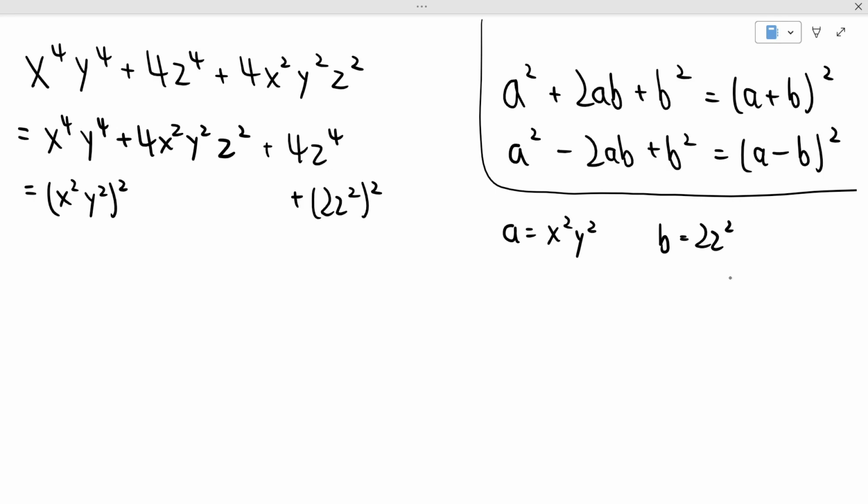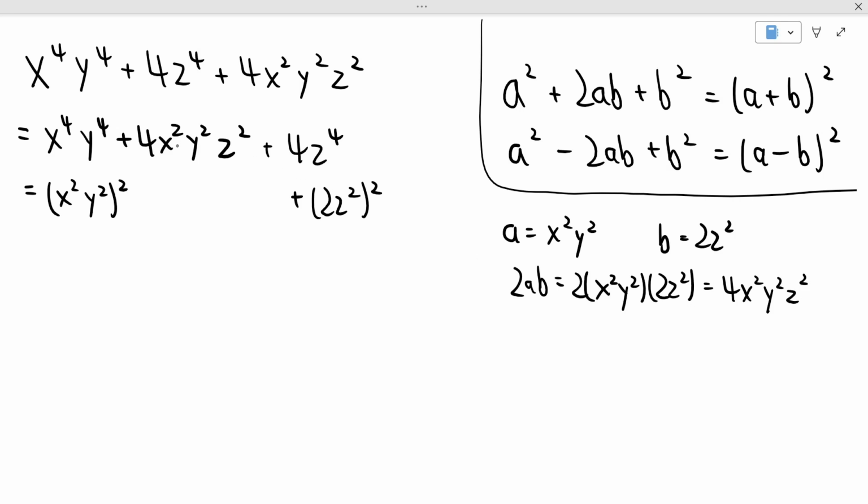So we've chosen different terms to be the a and b values, and I'll note that it doesn't make a difference here if we instead set a equals 2z squared and b equals x squared y squared. The important thing is which two of the three terms we have chosen to be our square terms. So with these chosen values, the 2ab term is simply 2 times x squared y squared times 2z squared, which is equal to 4x squared y squared z squared.